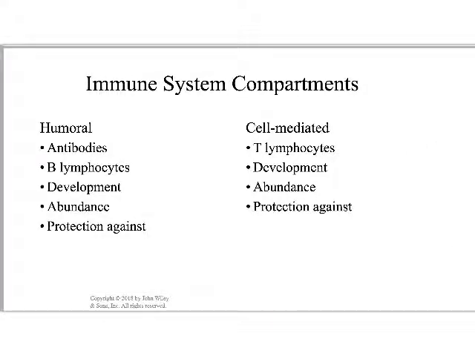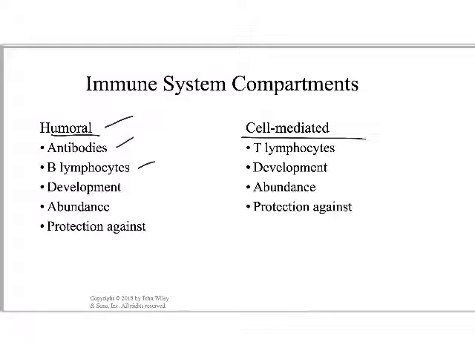Okay, now immune system compartments. We're going to talk about humoral, and we're going to talk about cell-mediated. Humoral, I always think of humors. Humors are in your blood or in your body fluids. So humor is body fluid. So we have antibodies that are going to be found in there.